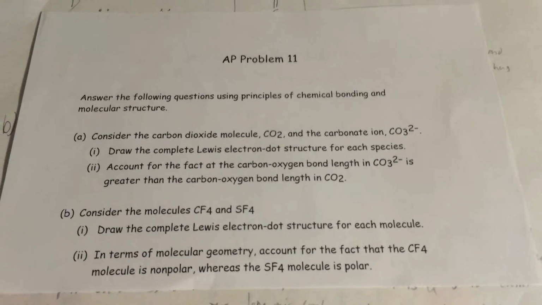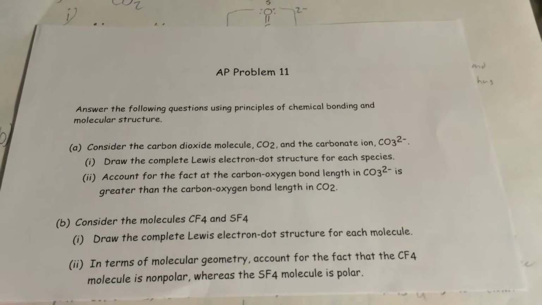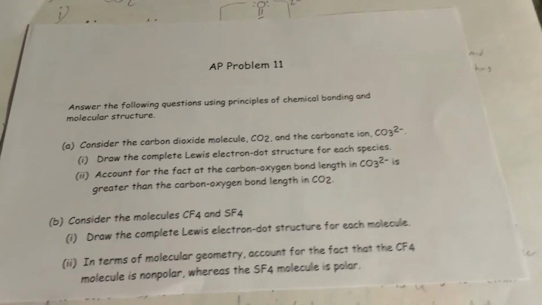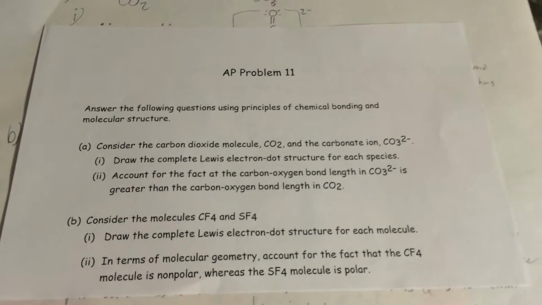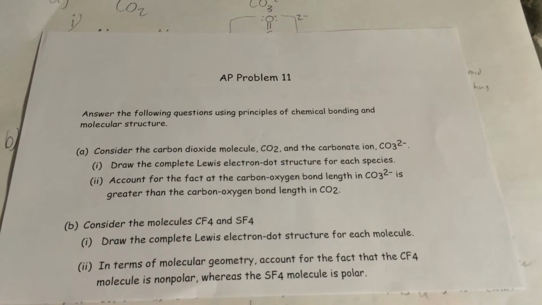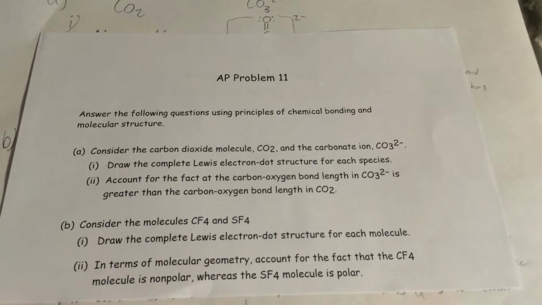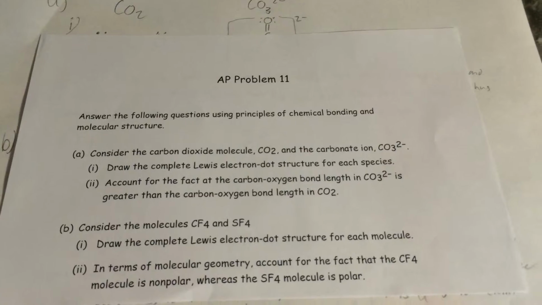Part B says consider the molecules CF4 and SF4 and draw a Lewis structure for both of those. And then in terms of molecular geometry, account for the fact that the CF4 molecule is nonpolar, whereas SF4 is polar.